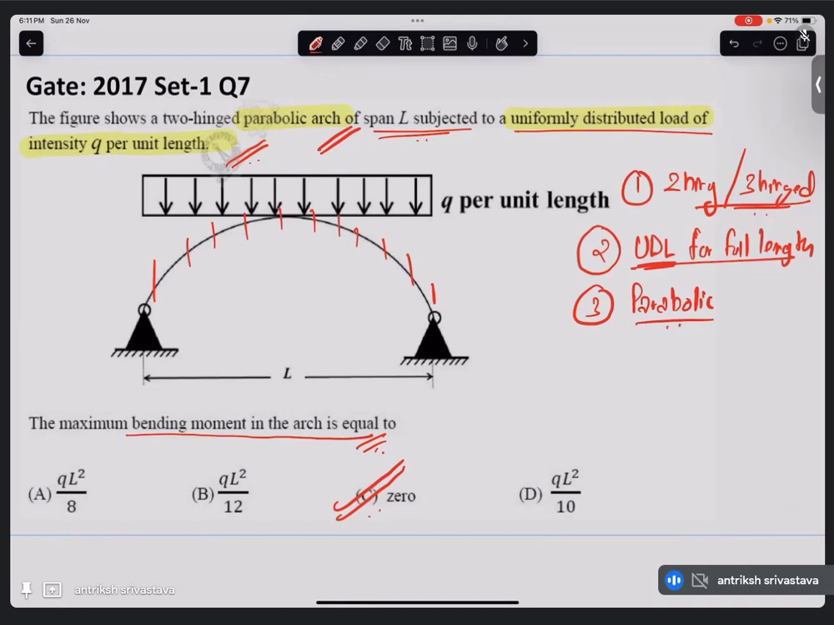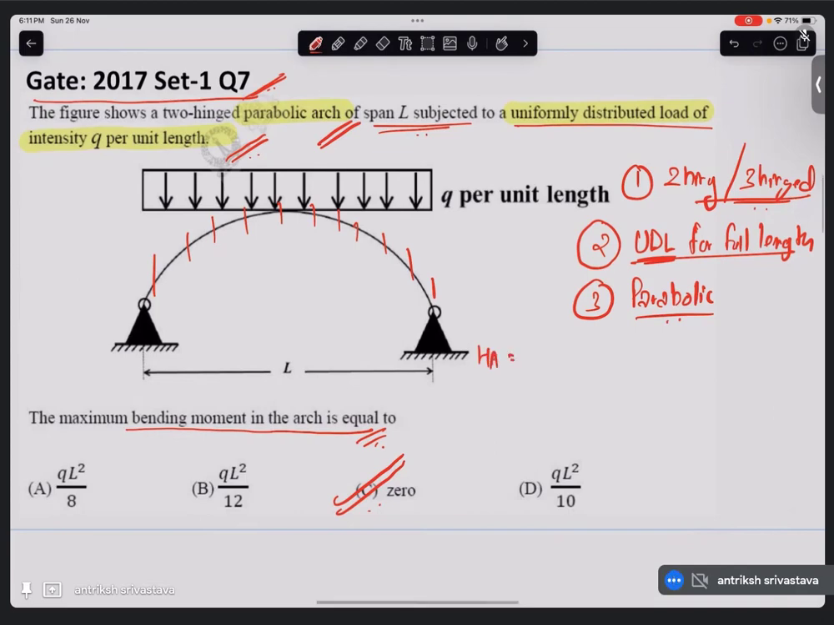So this is something that you should remember, because these types of questions, as you can see, GATE 2017 Set 1 Question number 7, have been asked recently. They can be asked in any type of question, or as one of the options in multiple select questions, because they can ask what is HA. You should know WL square by 8H, right? They can ask what is VA, WL by 2.